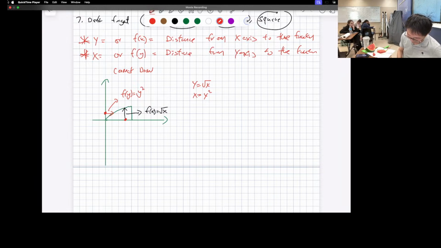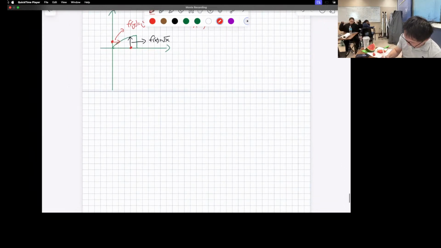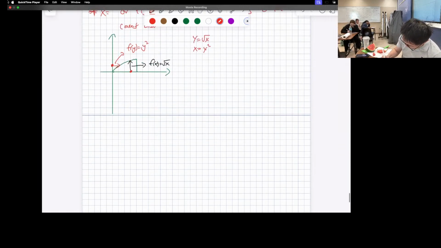So now we're going to give you a question for you guys to practice. There are 4 different parts, and we're going to go through them all. The question starts with y equal to square root x, and y equal to 0, and x equal to 3.